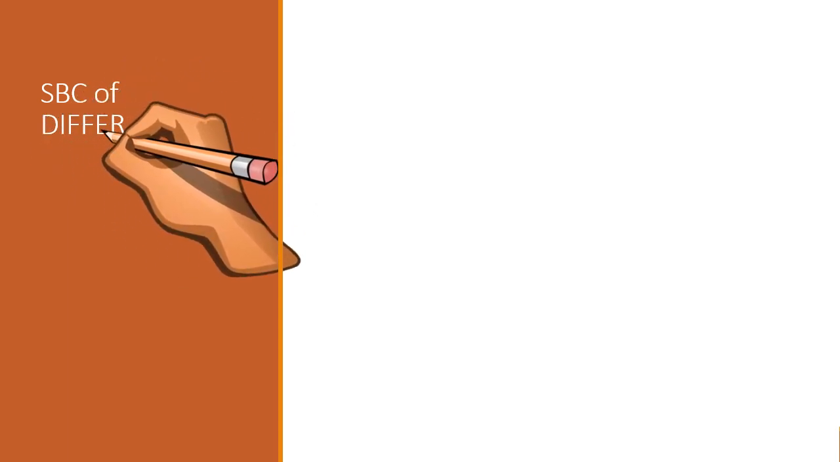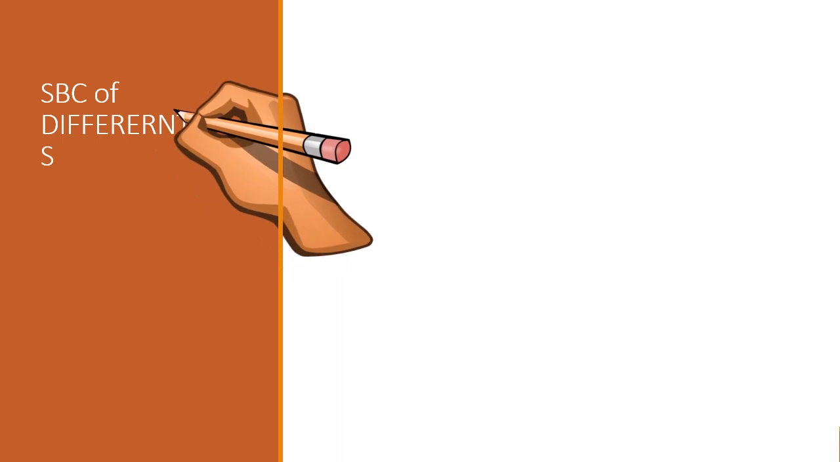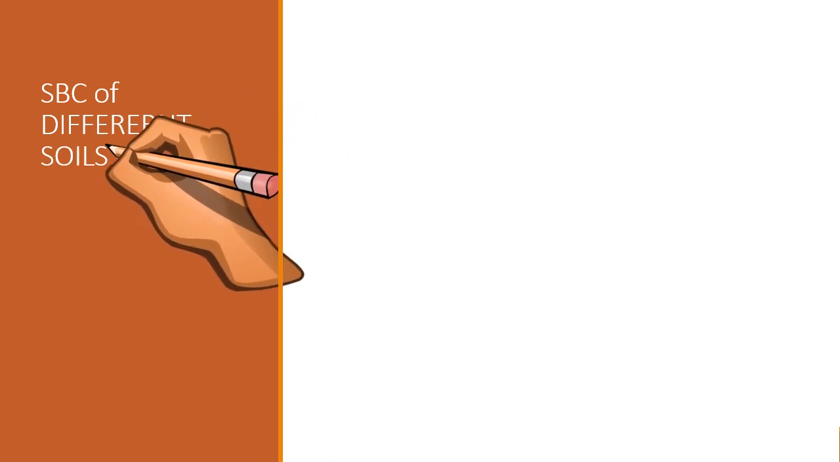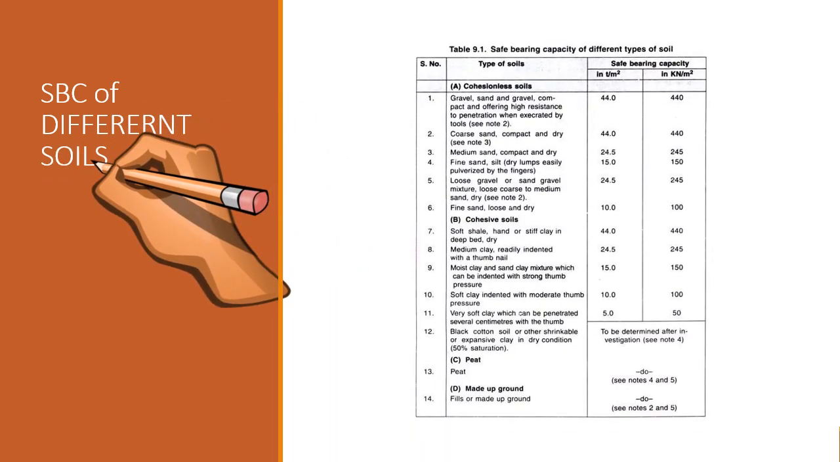SBC of different soils. Safe bearing capacity of different types of soils. In this there are cohesive soils and cohesionless soils. The cohesionless soils include gravel, sand, and then coarse sand.